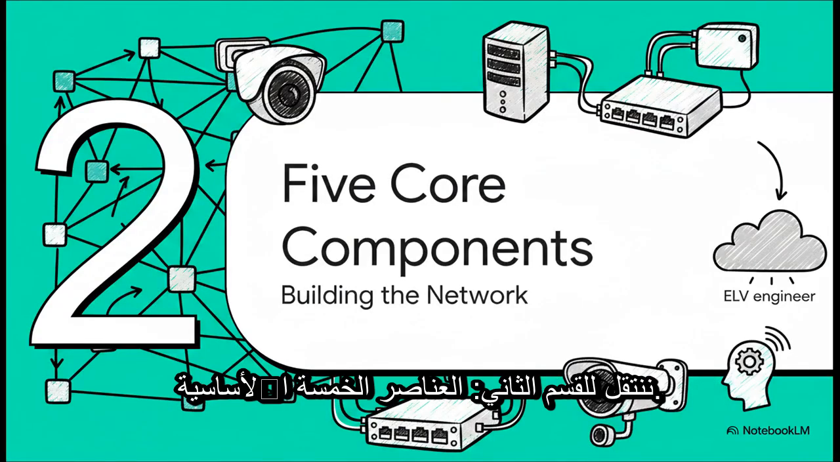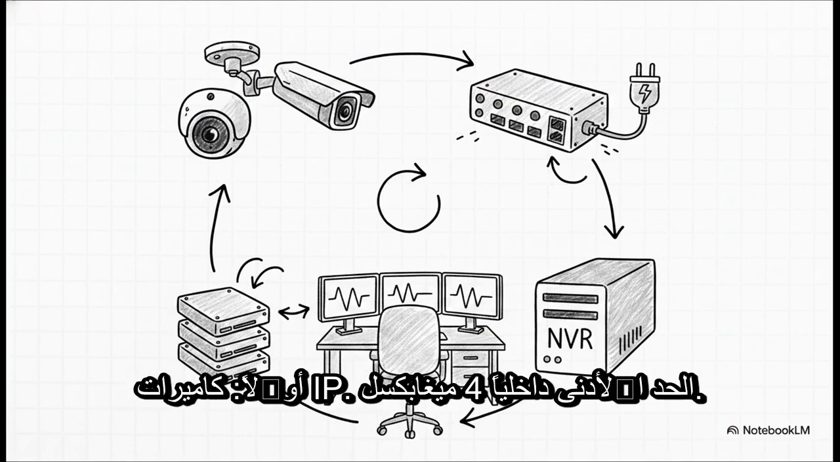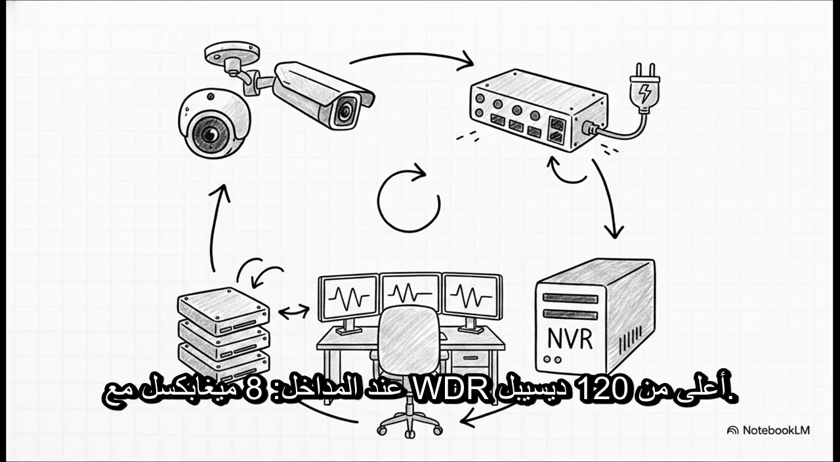Moving right along to Section 2, the 5 core system components. All right, here are the 5 essential building blocks every ELV engineer absolutely needs to know. Number 1, IP cameras. And we're talking specific specs here. For indoor use, your baseline minimum is 4 megapixels, but at the entrances, you gotta bump that up to 8 megapixels with a wide dynamic range of over 120 decibels to handle that extreme lighting.